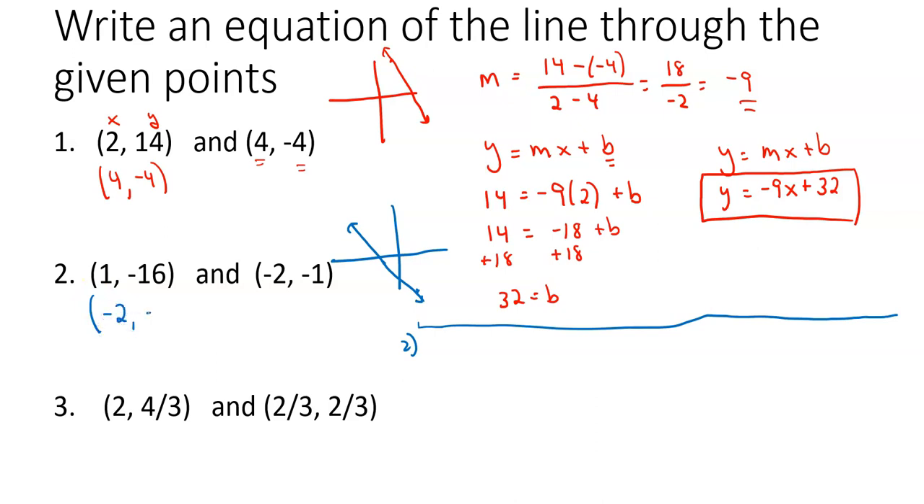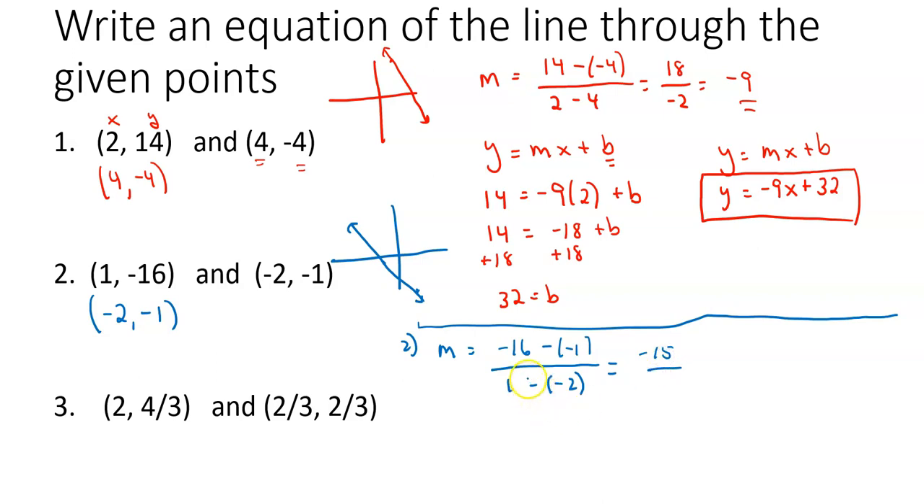So 1, negative 16, negative 2, negative 1. My slope is going to be change in y over change in x. So negative 16 minus a negative 1. There's my change in y. 1 minus a negative 2. So we got a couple of double negatives to be aware of here. Negative 16 plus 1 is negative 15.